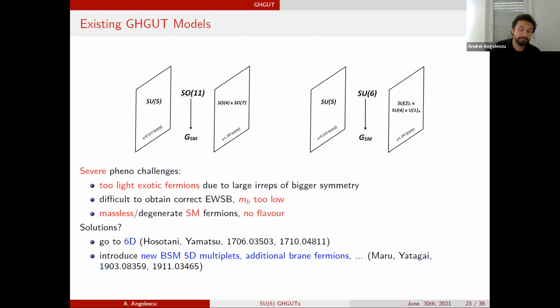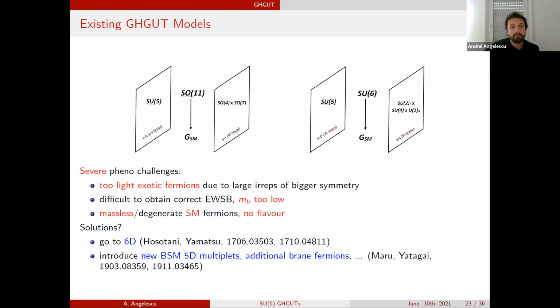For example, because of having very large irreducible representations of this unified gauge group, you have lots of plus-minus and minus-plus fermions, and the setup is simply too constrained, and this leads to too light exotic fermions. Also, the values they computed for the Higgs mass were quite a bit lower than what was measured, and they had an unrealistic Standard Model fermion spectrum and no theory of flavor whatsoever. And the solutions on the market to these problems boil down to complicating the model in some sense. For example, one can go to 6D, six dimensions, or just introduce some more fields.